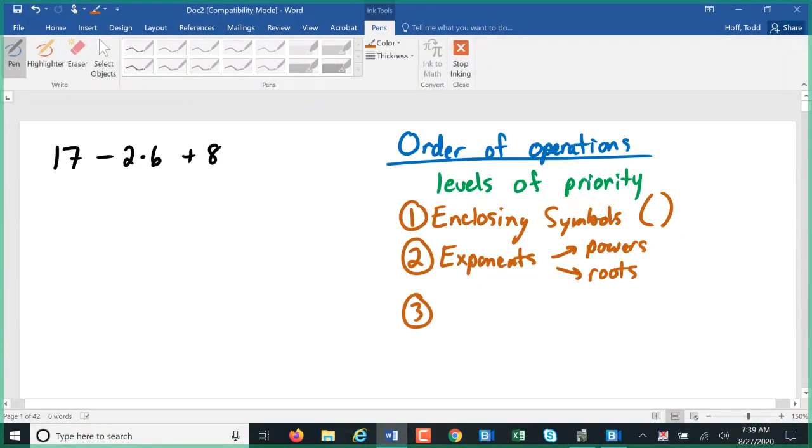Third level of priority, then, that would happen after exponents, is the next pair of operations, multiplication and division. And finally, our lowest level of priority is addition and subtraction.